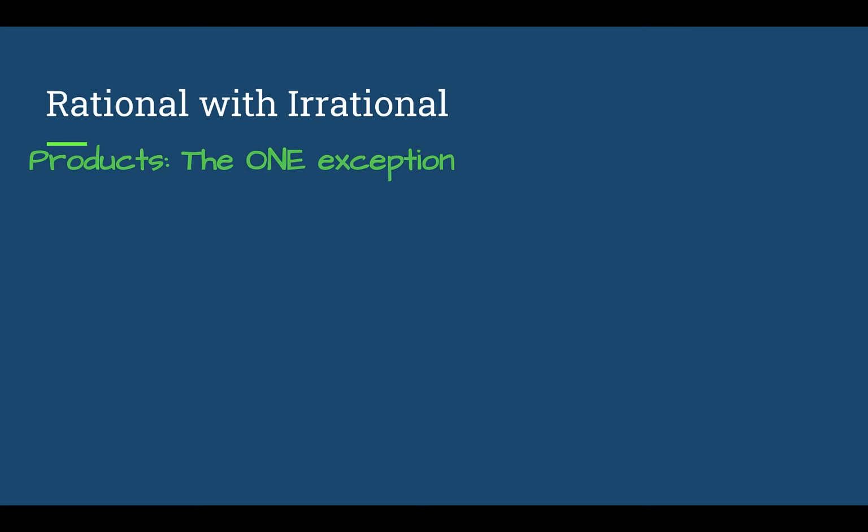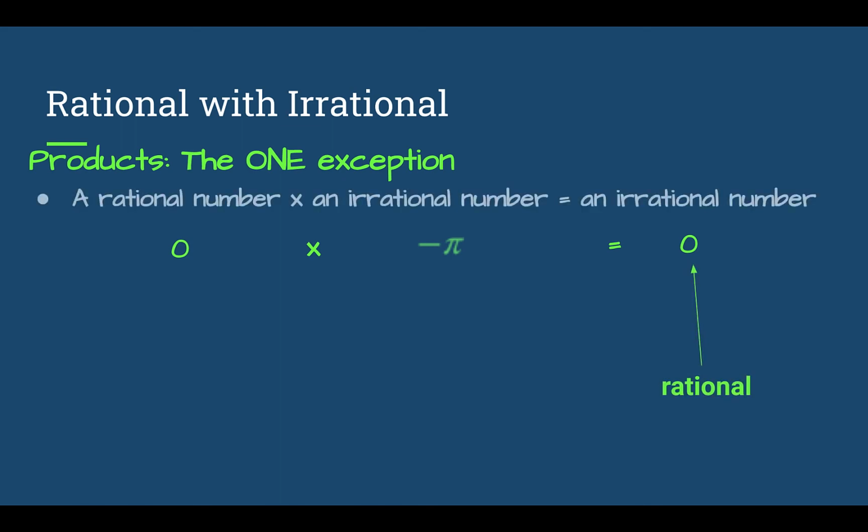There is one exception. Zero. Because 0 times anything is 0, which is rational. So our rule, rational times irrational, is going to be irrational. R times I is I, except when it's with 0. Zero is the only way you can get an R. So if you can remember that one exception, there you go.